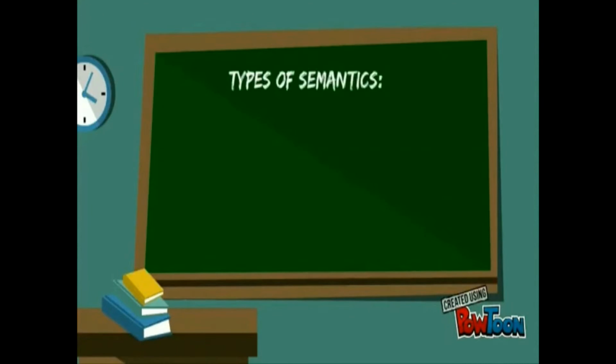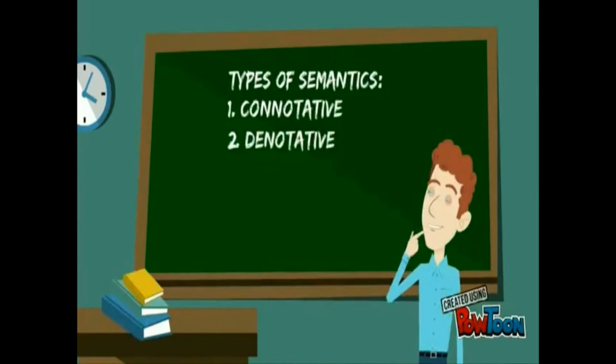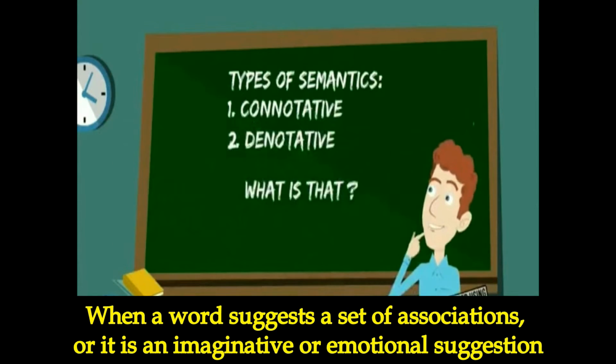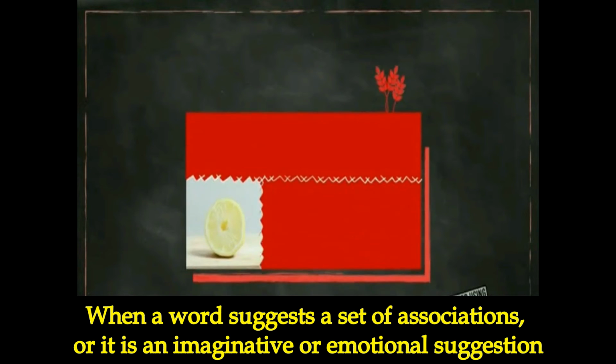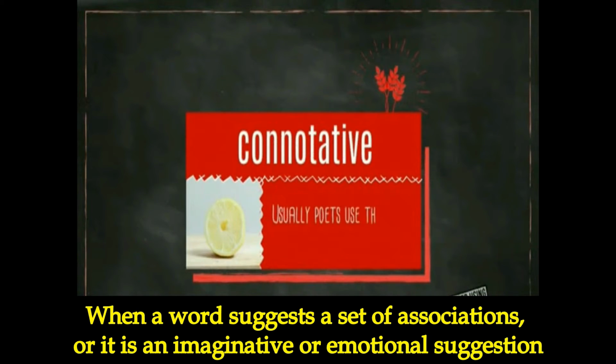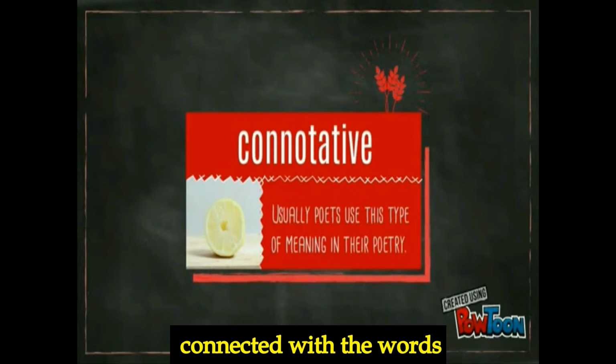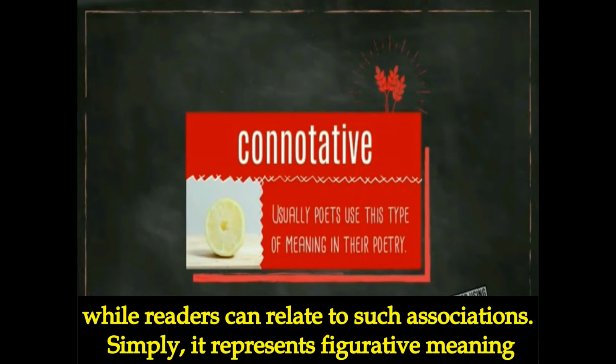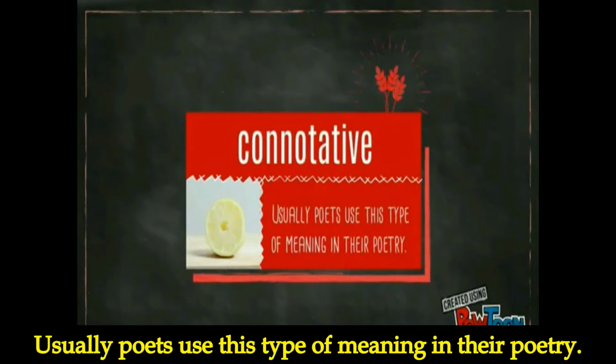Types of semantics. There are two: connotative and denotative. Connotative semantics is when a word suggests a set of associations, or an imaginative or emotional suggestion connected with the word, where the reader can relate to such associations. It represents figurative meaning. Usually, poets use this type of meaning in their poetry.